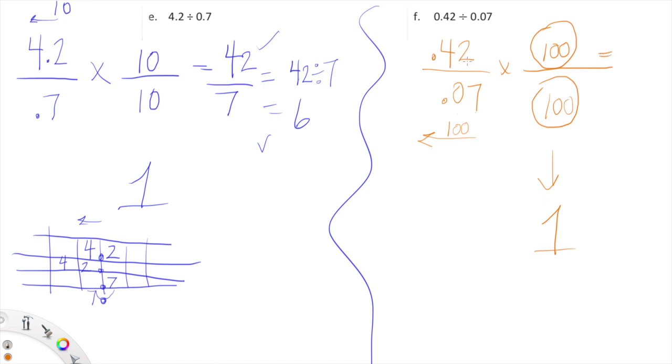0.42 times 100, just imagine these digits shifting just 2 place values to the left. 42 hundredths times 100 is 42. 7 hundredths times 100 is 7. Don't believe me?